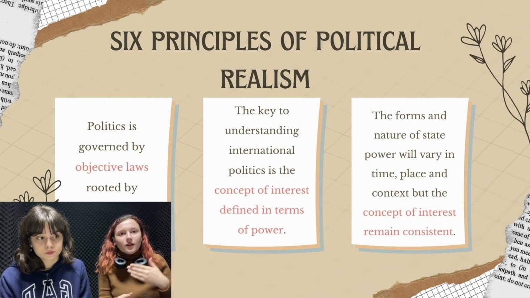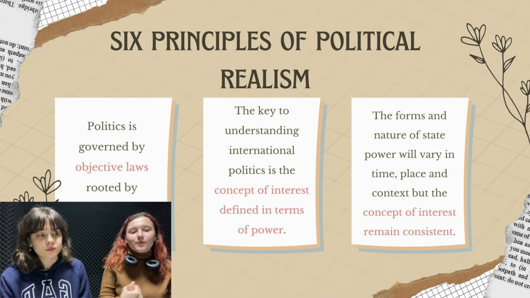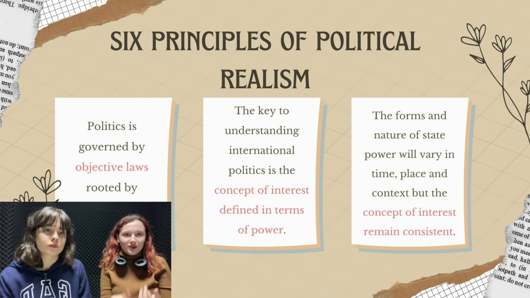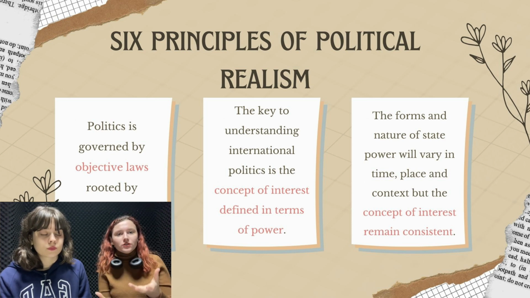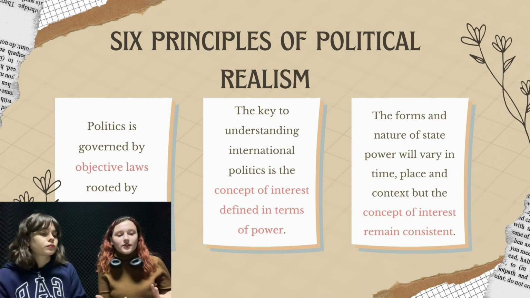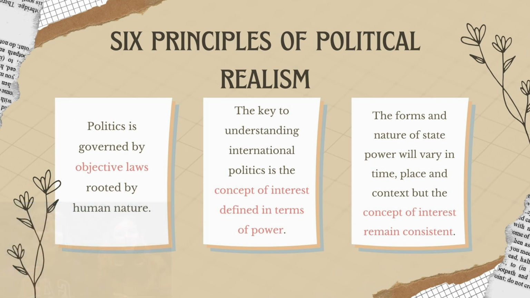We're just going to be going over them one last time. Basically politics is governed by objective laws, which are rooted in human nature, which we've talked about: egoistic, selfish, self-centric. They believe that the key to understanding international politics is the concept of interest defined in terms of power, which we've again already talked about. And I'll interrupt because we're kind of repeating ourselves, because as I said, realism consists of 5 or 6 crucial terms that you need to know, and that is it.